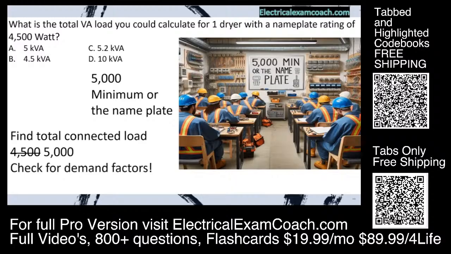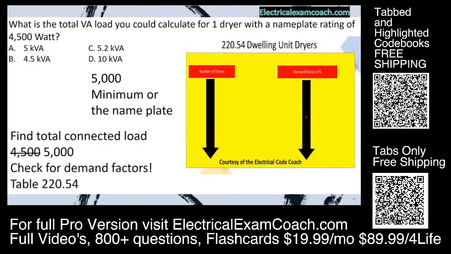Now, we check for demand factors. For this, we're going to head to table 220.54. And we're going to find that for 1 through 4 dryers, it's at 100%, meaning that there is no demand factor. And we just select A. Great job.